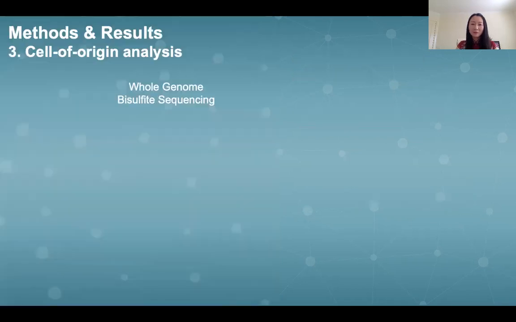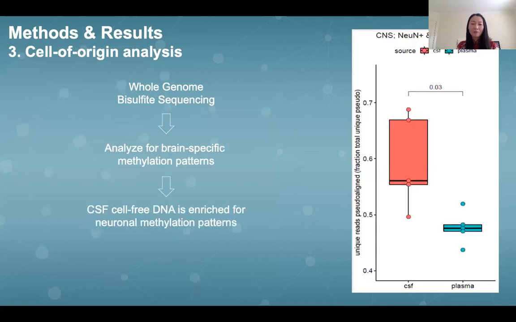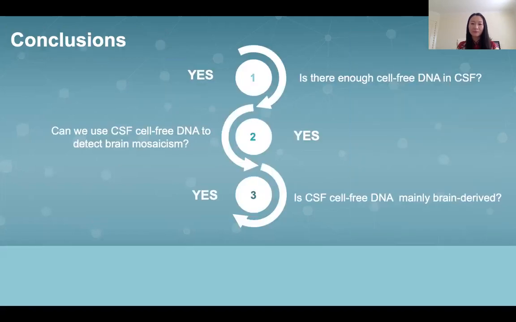To answer the third question, whether the cell-free DNA in CSF is mainly derived from the brain, we performed cell-of-origin analysis. We conducted whole genome bisulfite sequencing on the cell-free DNA and analyzed it for brain-specific methylation patterns. We found CSF cell-free DNA is enriched for neuronal methylation patterns, which shows that the CSF cell-free DNA is mainly derived from brain tissues.